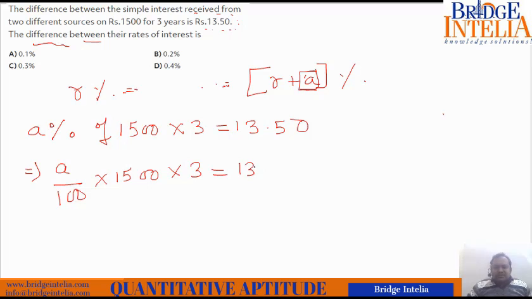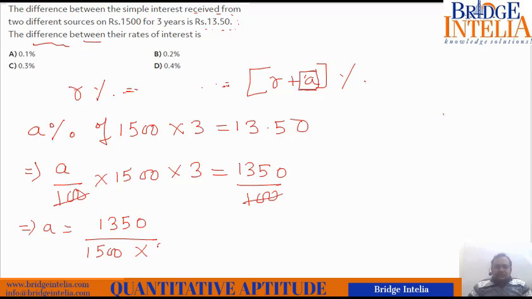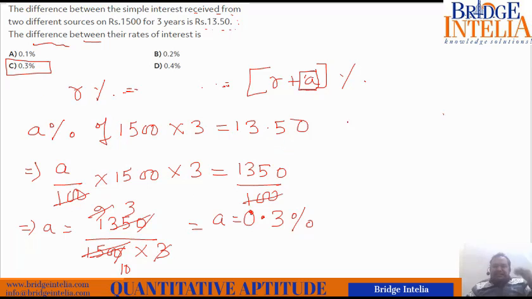I am removing this decimal, 1350 by 100. So this 100 and this 100 can be cancelled out. So now A is equal to 1350 divided by 1500 into 3. So 135 and 150, both are multiples of 15. So 9, 10. 3 and 9 are also cancelled. So 3 by 10. So A is equal to 3 by 10, which is equal to 0.3% additional.